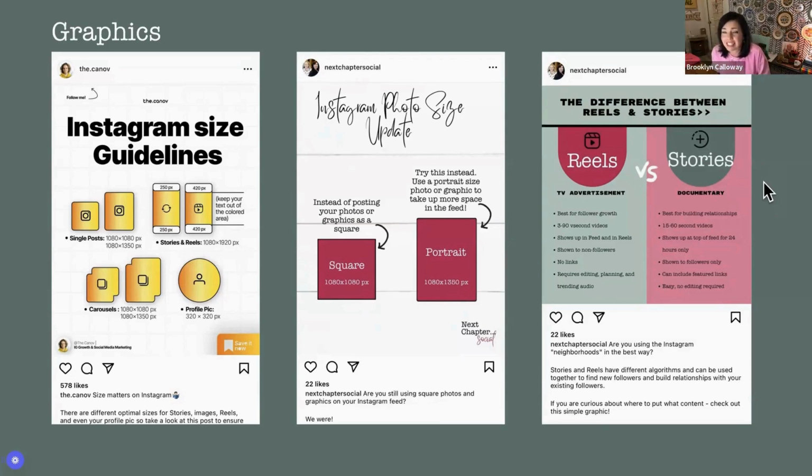They're 15 to 60 seconds in length. They show up at the top of your feed for 24 hours only. They're shown to followers only and can include featured links. You can put links in stories, you can't in reels, and they're easy. No editing is really required unless you want to. So that's very factual, right? And that's a graphic that's very easy to read. And that's also something that would probably be saved.